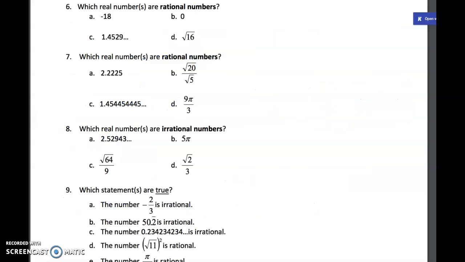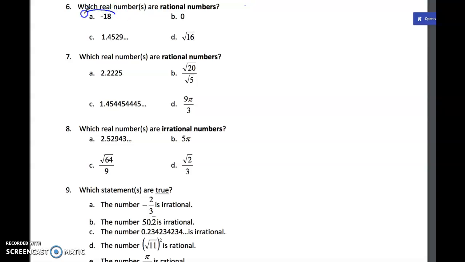All right, so number 6, which real numbers are rational numbers? I know that rational numbers can be converted to a fraction. I can also tell really quickly if it's a decimal that is repeating or terminating, that those can be turned into a fraction, which makes them a rational number. So which real numbers are rational numbers?